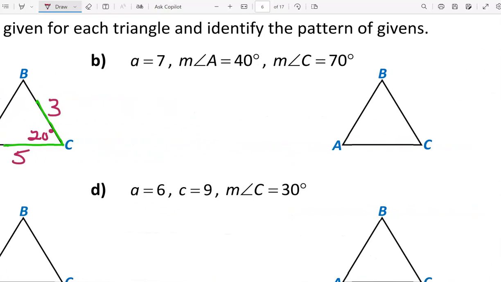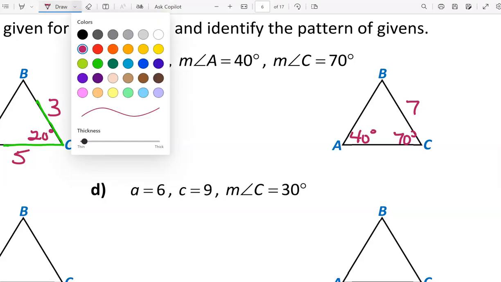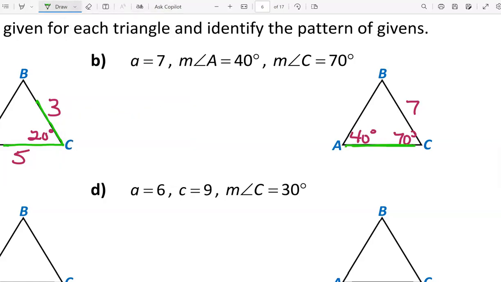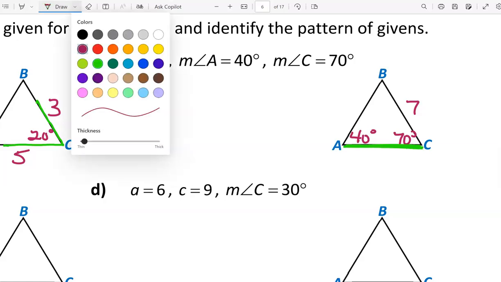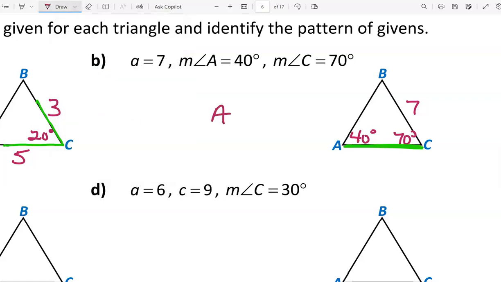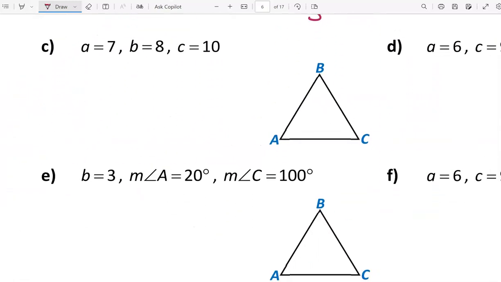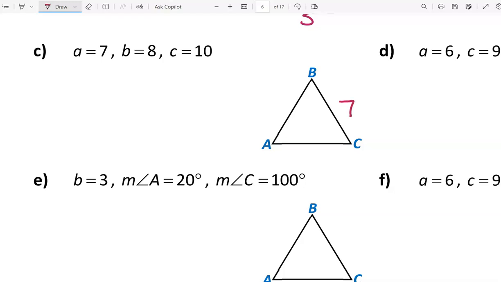In B, we have side A measuring 7, and measure of angle A is 40 degrees. Measure of angle C is 70 degrees. Notice that this particular side is not the side that's between the two angles. The side that's between the two angles is the one that I'm highlighting right now. So, in this case, it's not angle side angle, it's angle angle side as our pattern of givens. In C, side A is 7, side B is 8, and side C is 10. There are 3 sides given, so side, side, side is the pattern of givens.